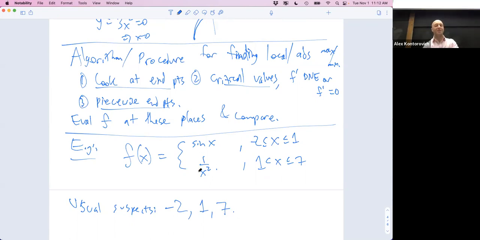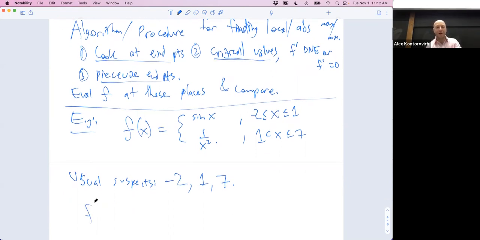Because this isn't defined at 0. But actually 0 is not in the domain. So I'm not worried about that, but I do need to worry about the derivatives. So let's take the derivatives. F prime of x is equal to, the derivative of sine is cosine. This is, again, only on the interval -2 to 1.